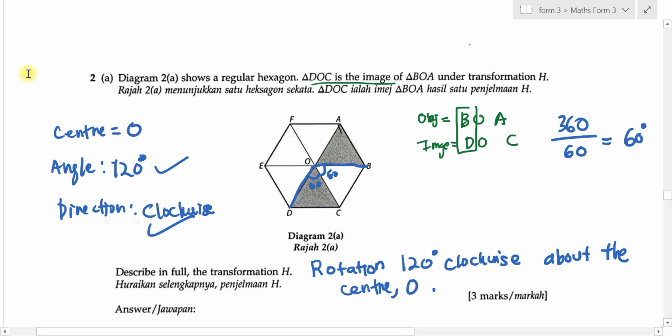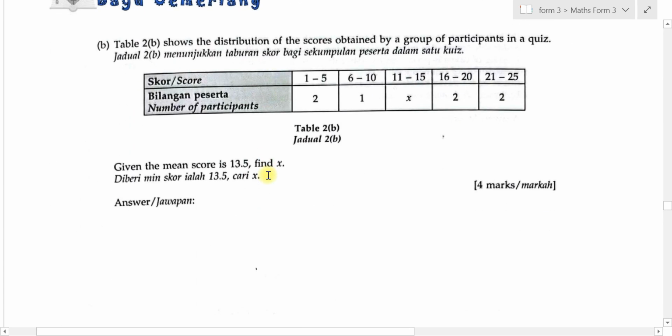Next. It's a statistics question. We have a squad. Here we have 1 to 5, 6 to 10, which is called grouped data. And then you need to find the mean value. The mean score is 13.5. And what is your X here?